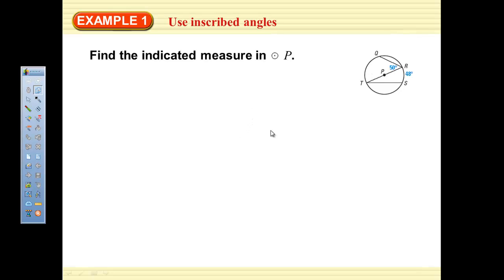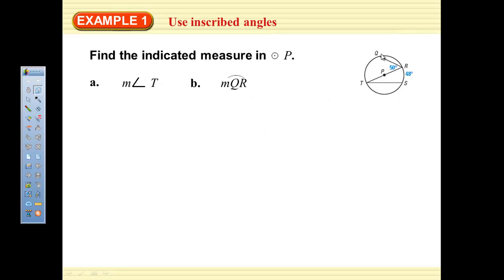They're going to ask us to find a couple things here. First, we want to find the measure of angle T. Now this angle is half of what this arc is. So if the arc is 48, the angle is going to be half of that arc, which makes this angle 24. So we would do 48 divided by 2, gives us 24 there.